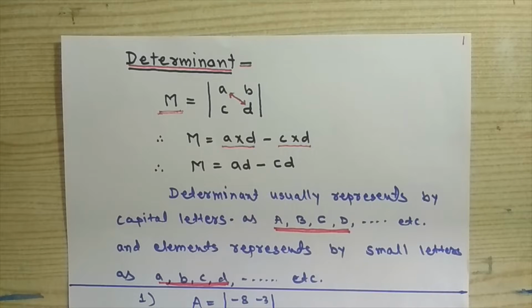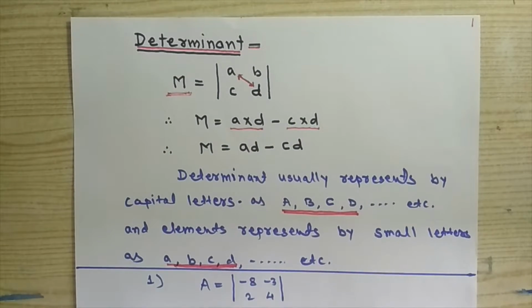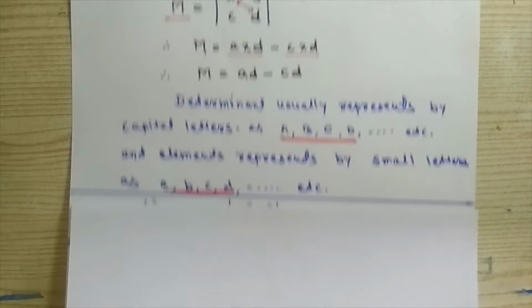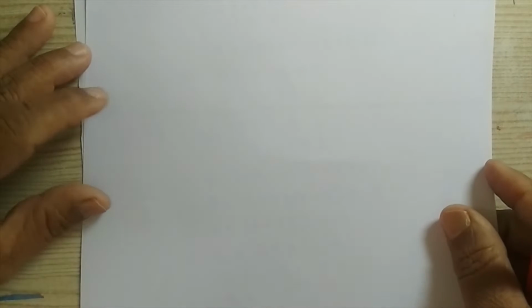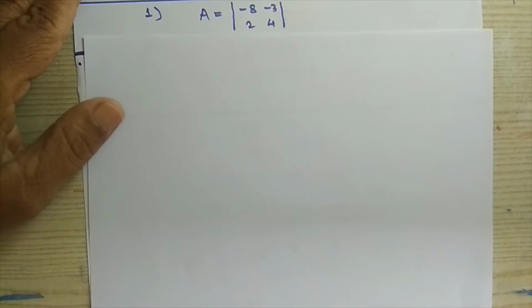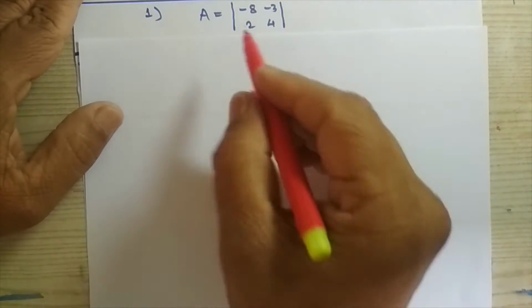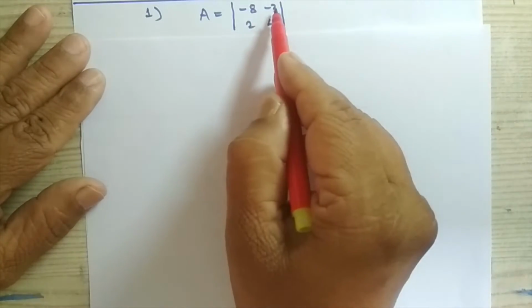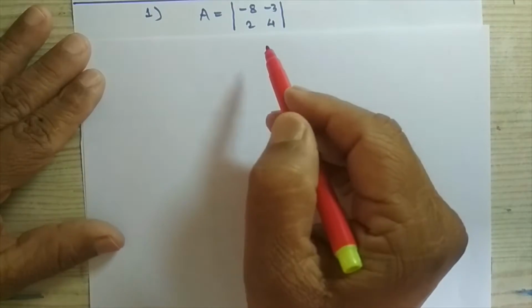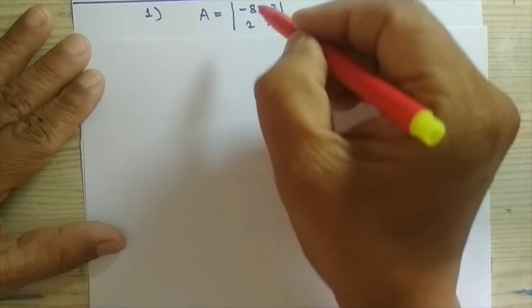Now we have to see some examples about this determinant. First example, we take now. See here, that determinant A is equal to minus 8, minus 3, 2 and 4. In this case, we have to find the value of the determinant A.